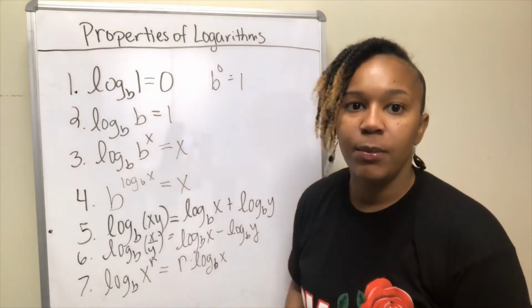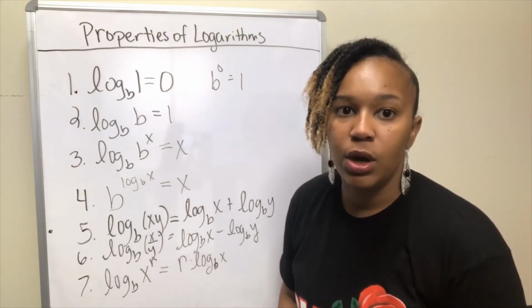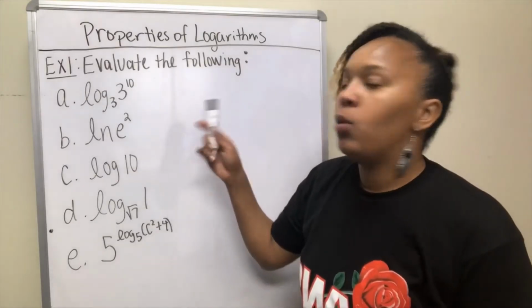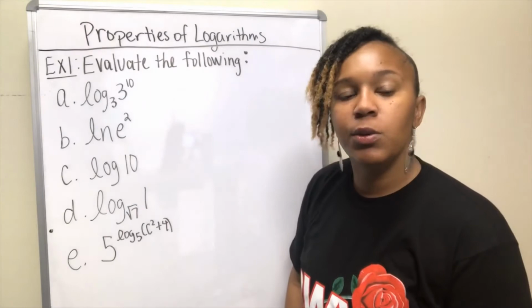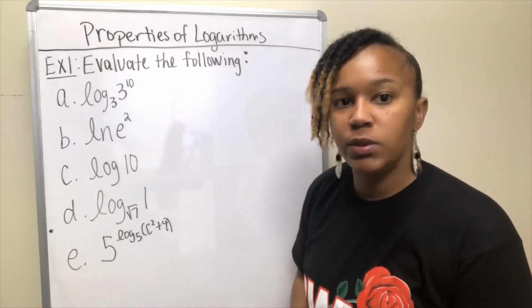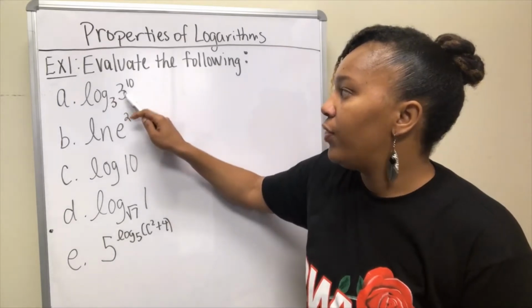So these are the 7 properties we want to talk about, and we're going to go through and look at some examples on using these properties. For example 1, we want to evaluate the following. All of these are logarithmic expressions, and we want to evaluate them using some of the properties we just talked about. So starting with this first one, log base 3 of 3 to the 10th.